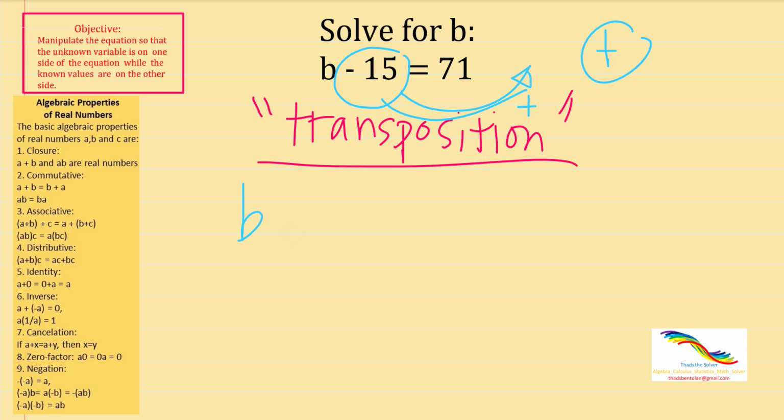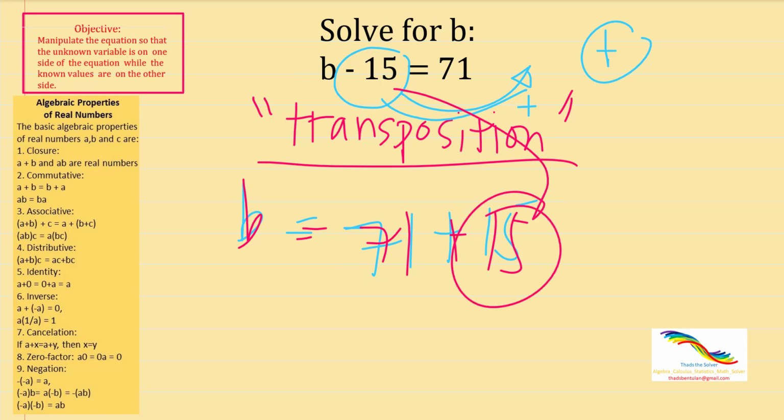So b equals 71 plus 15. That's how we're doing it. We transposed 15 to the right hand side, so it's now b equals 71 plus 15.